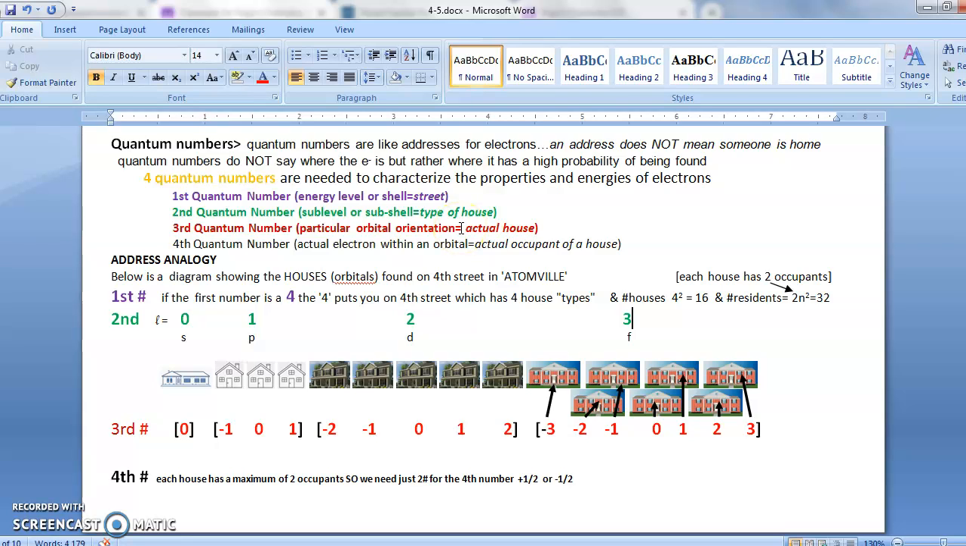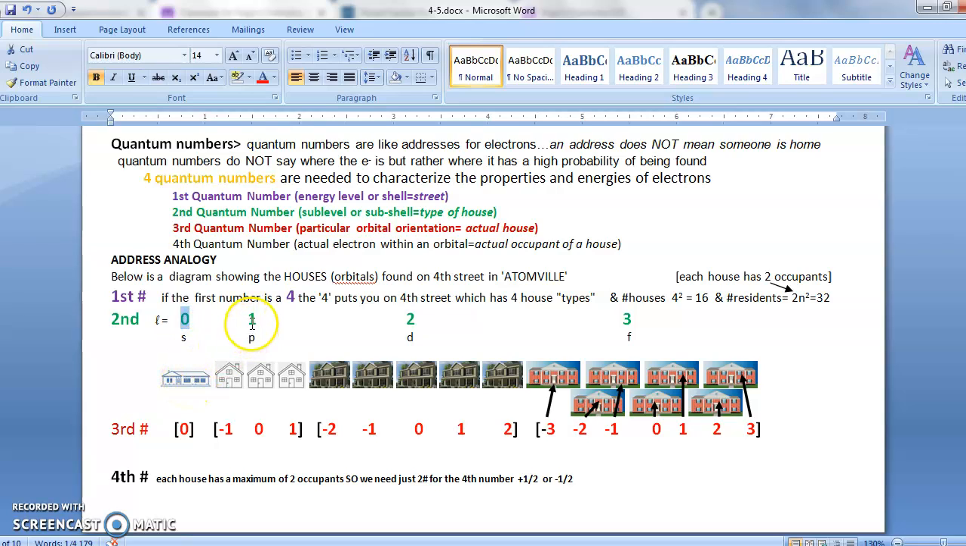The second number also can be used to figure out how many of those houses are on the street. So how does that work? Well, if the second number is a 0, there's only 1 type of house there.